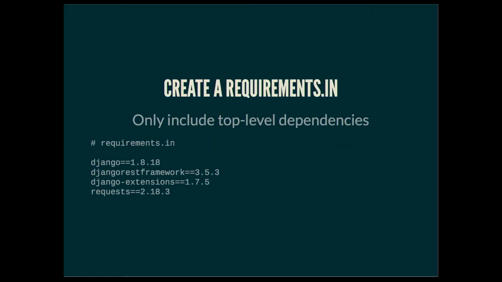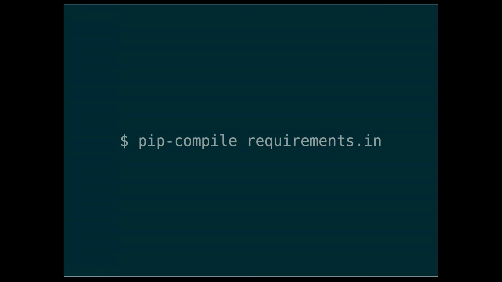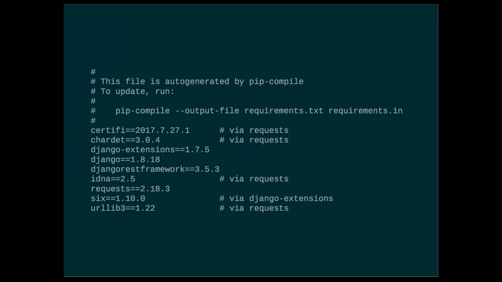For pip-compile, all you have to do is create a requirements.in file. Here you should only include your top-level dependencies, the same way as in the first approach. Once you have your requirements.in file, all you have to do is run pip-compile requirements.in. What that does is it creates for you a requirements.txt file. It compiles it for you, the same way that it does when you run a pip freeze.